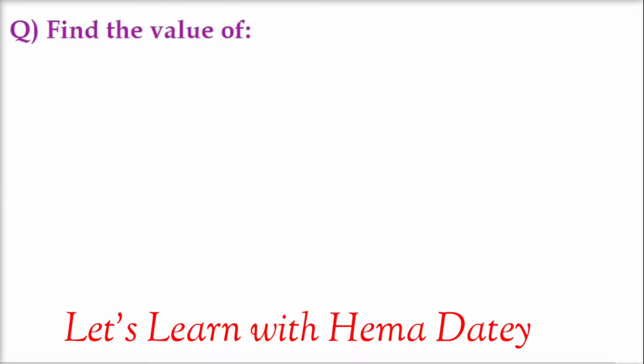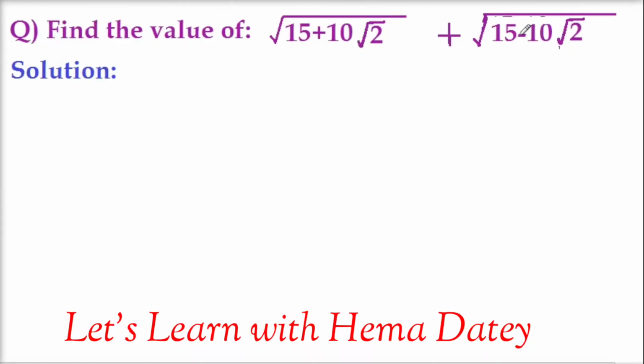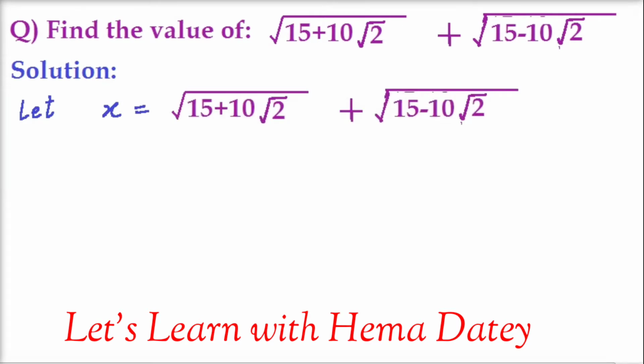Question is, find the value of square root of 15 plus 10 root 2 plus square root of 15 minus 10 root 2. So first of all, we'll take this entire expression equal to x. Let x equal this entire expression. Now to remove the square root sign from the right hand side, we will take square on both the sides.